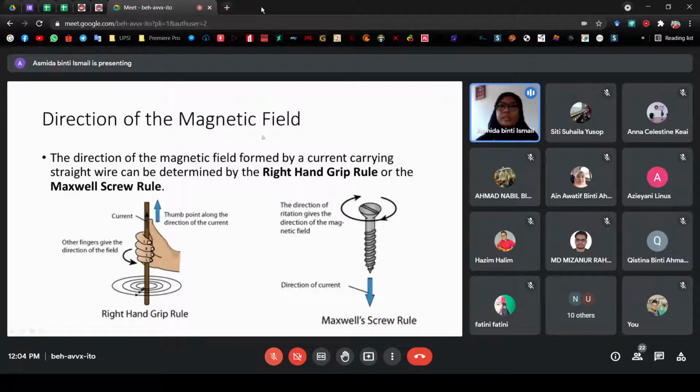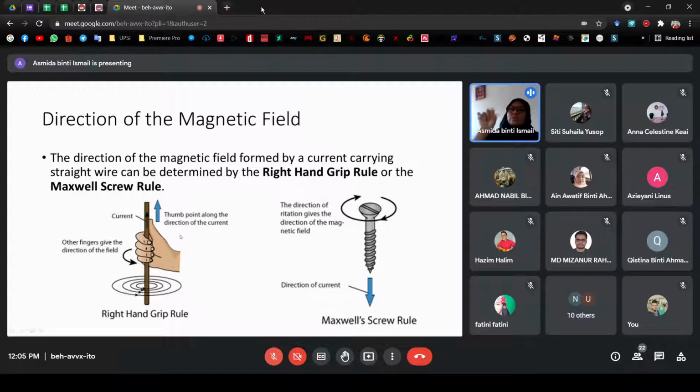Okay, how to define the direction of magnetic field? Ada, you can use your right hand grip rules macam saya tunjuk tadi. Okay, or the other one, Maxwell's screw rules. The Maxwell's screw rules ni, the direction of the rotation gives you the direction of the magnetic field.